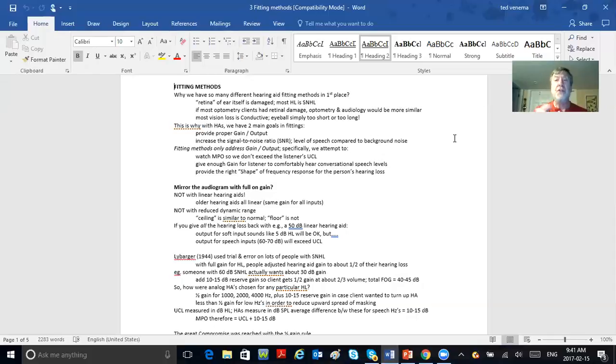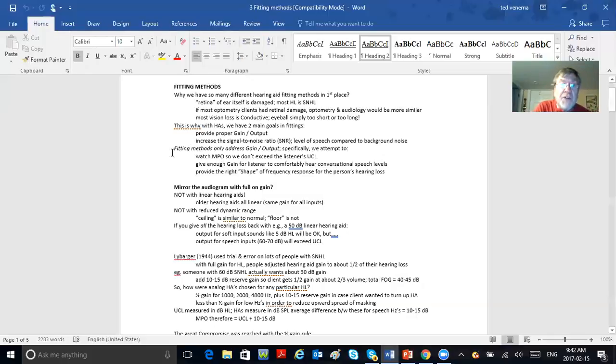Fitting methods do not address this second endeavor. Fitting methods do not, repeat, not address the signal to noise ratio issue. Fitting methods only address the first issue, providing the proper amount of gain and output. Okay, not the separation of speech from noise. That's got to be done with a different toolbox. Anyway, just as long as what we're doing is just making the ground flat here, okay?